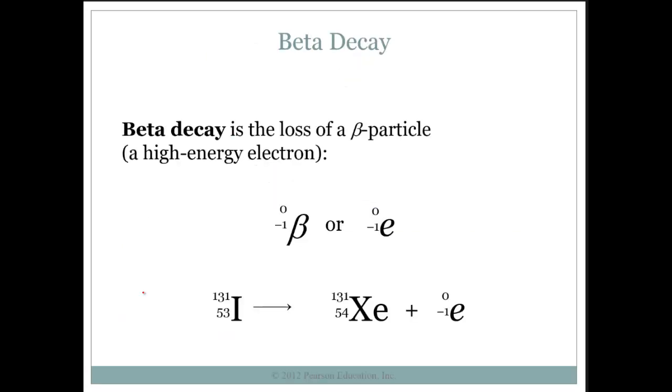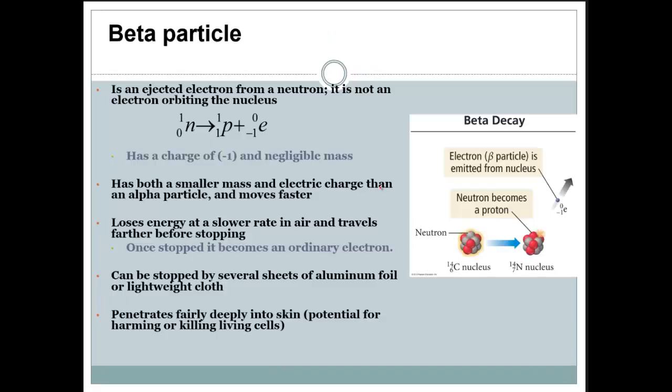Beta decay is a loss of a beta particle, a high energy electron, symbolized as this, 0 over negative 1, or 0 over negative 1 e. A beta particle is an ejected electron from a neutron. It is not an electron orbiting the nucleus. It's from the nucleus itself. It has a charge of negative 1 and negligible mass, which is why you see 0 up here.